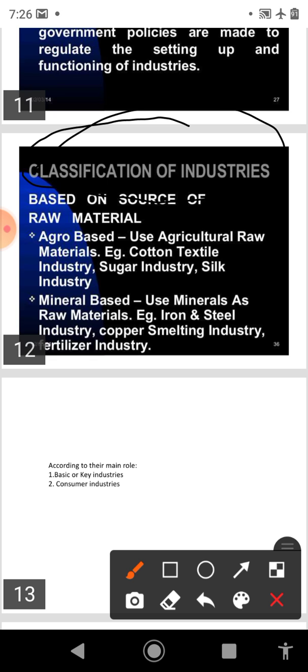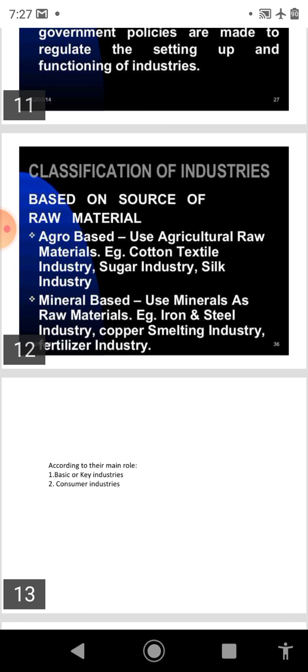Then another one, mineral based industries. These are the industries which are using minerals as their raw material. You can take the example of iron and steel industry, copper smelting.